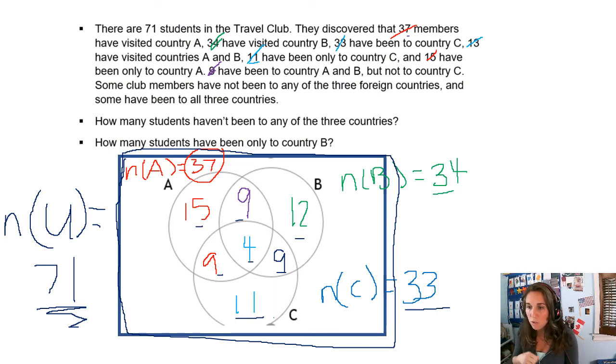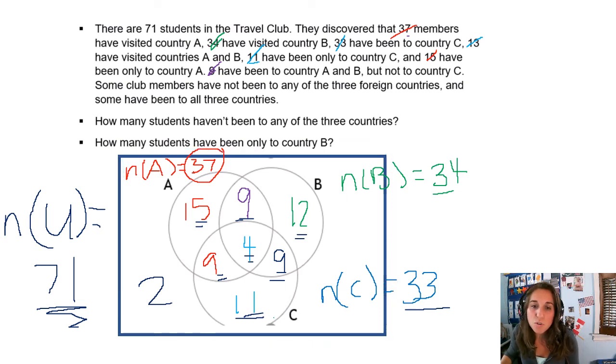So if we add up all the students who have been to at least one country, we can sort of figure this out. So let's add it up. 15, so I'm going to just start here and add up on my calculator. Plus 9, plus 4, plus 9, plus 11, plus 9, plus 12. That gives me 69 students, and I'd probably double check that, which means there's got to be 2 students out here in our universe who are in the travel club, but they haven't visited any countries.